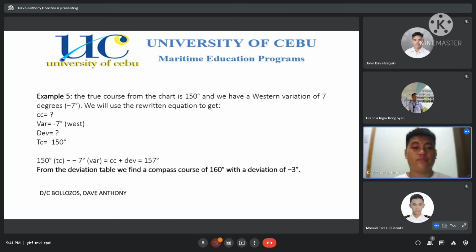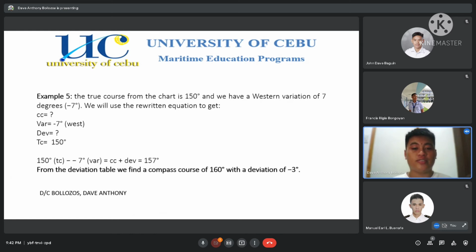Example 5. The true course from the chart is 150 degrees and we have a western variation of 7 degrees, or negative 7 degrees because the direction is to the west. We will use the rewritten equation: compass course is unknown, variation is given as negative 7 degrees west, deviation is unknown, true course is 150 degrees.